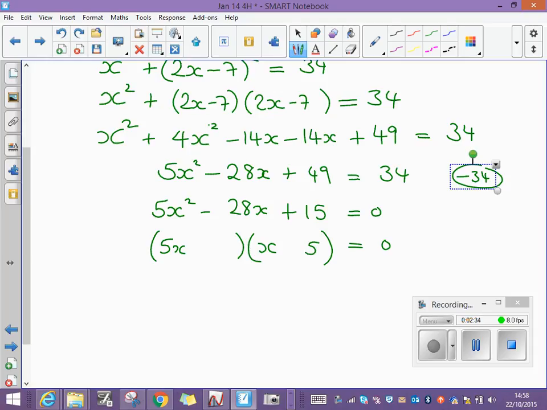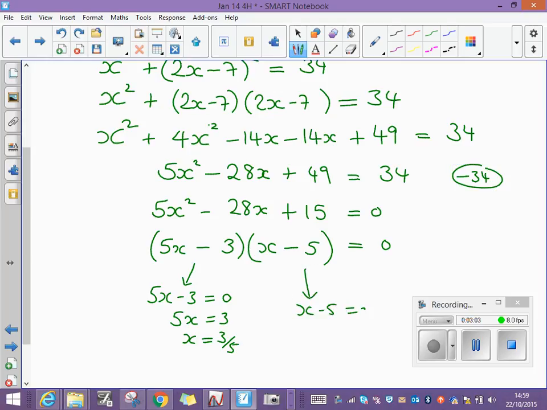If I put the 5 there and the 3 there, I can see I've got 5x squared, I've got 25x and 3x. Well, that's looking good for 28. 3 5s are 15. If I make both of these negative, which is what I require, that's now correctly factorized. So this bracket is going to give me 5x minus 3 is equal to 0, which means that 5x has to be 3, or x is 3/5. This bracket, x minus 5 is 0, so x is equal to 5.